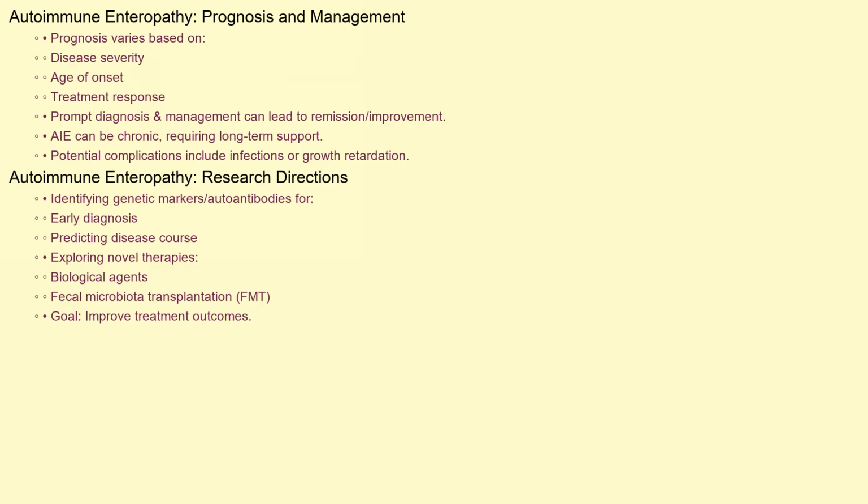Recent research efforts are focused on identifying specific genetic markers and autoantibodies that can aid in early diagnosis and predict disease course. Additionally, studies are exploring the potential of novel therapies, such as biological agents targeting specific immune pathways or fecal microbiota transplantation to restore a healthy gut microbiome, to improve treatment outcomes for patients with autoimmune enteropathy. While there is still much to learn about this complex disease, ongoing research holds promise for developing more effective and targeted therapies in the future.